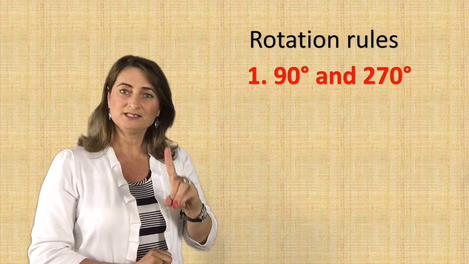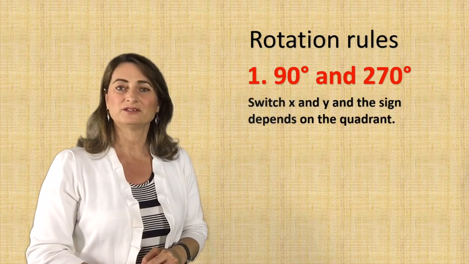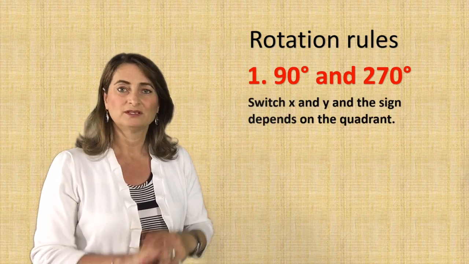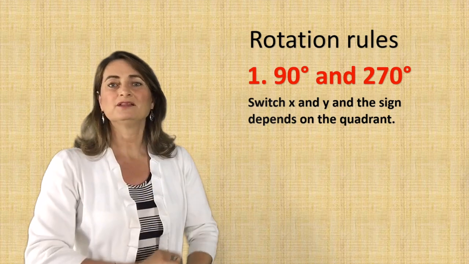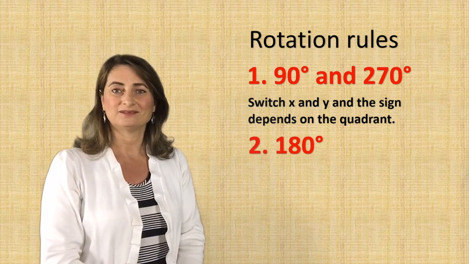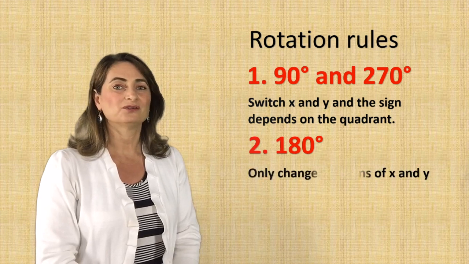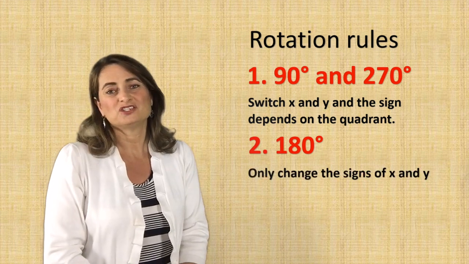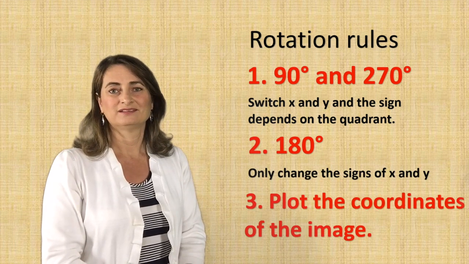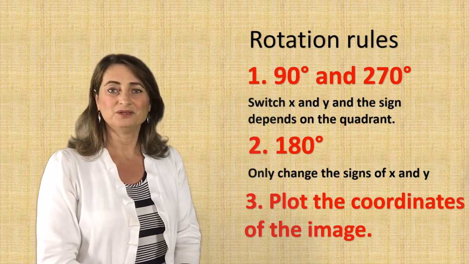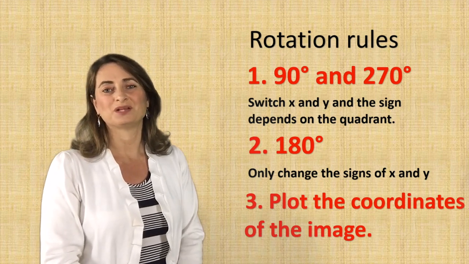The first rule is if you're rotating 90 degrees or 270 degrees, they have the same rule. Switch x and y, and the sign depends on the quadrant it lands in. If you are rotating 180 degrees, just change the sign of x and y. And those will be the coordinates of the new image. All you have to do is plot them.